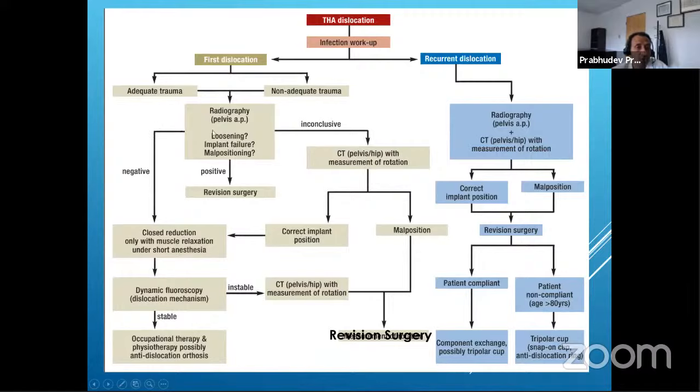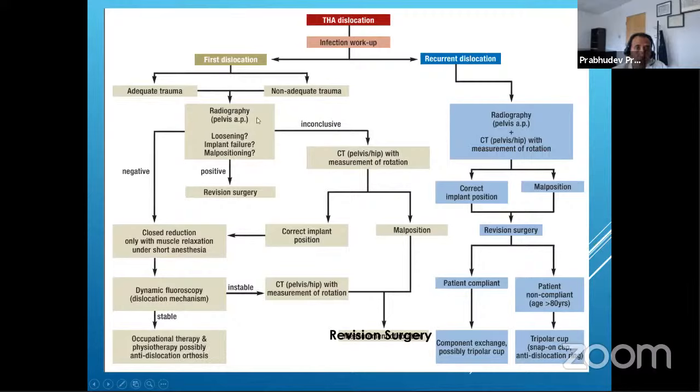If there is no evidence of any loosening, no implant failure, and component positioning looking good in a first-time dislocation, then we should consider the patient for a closed reduction. Again, this should be done under some type of anesthesia with good muscle relaxation. After the hip is reduced, it should be evaluated dynamically under fluoroscopy to look for stability of the hip joint. If it is stable, then that patient is a good candidate for managing non-surgically, and they should go through occupational therapy, physical therapy, and some type of a brace should be used.